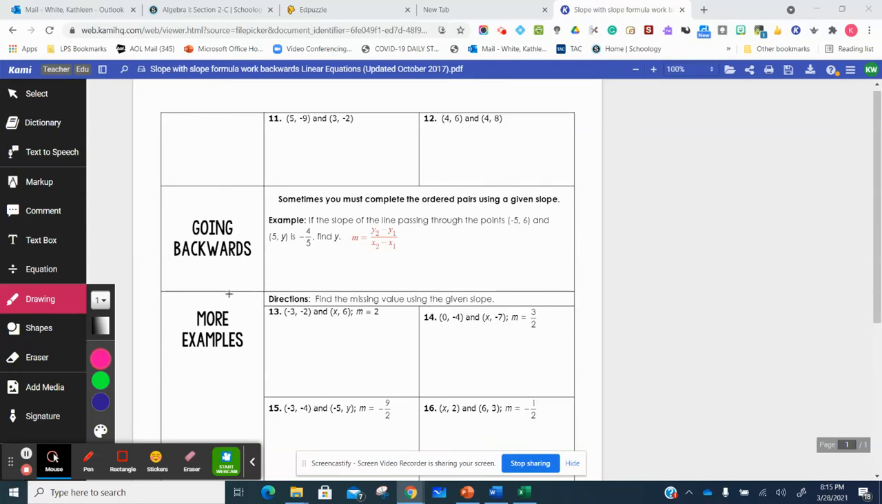So remember that I said use this formula. Remember that m represents slope. Here they tell you that the slope of the line is -4/5, so I'm going to fill that in for m. I'm going to write -4/5. And remember, I also told you to label your points, right?